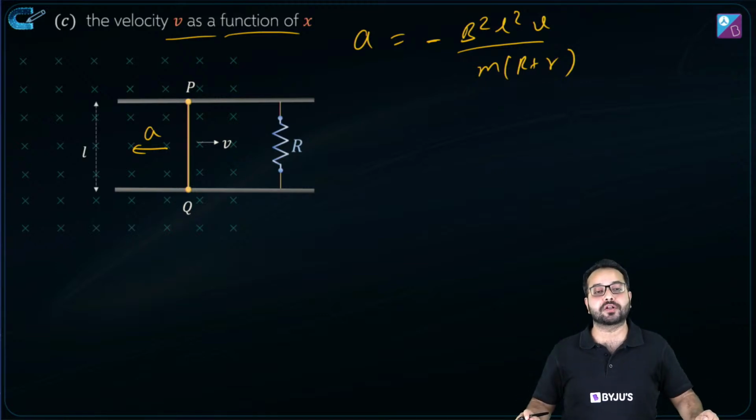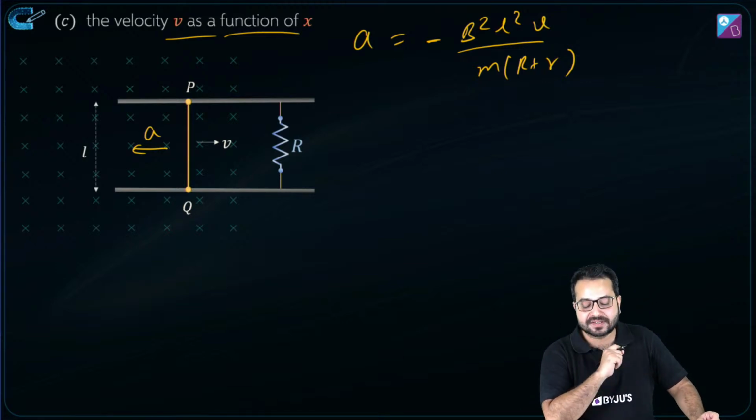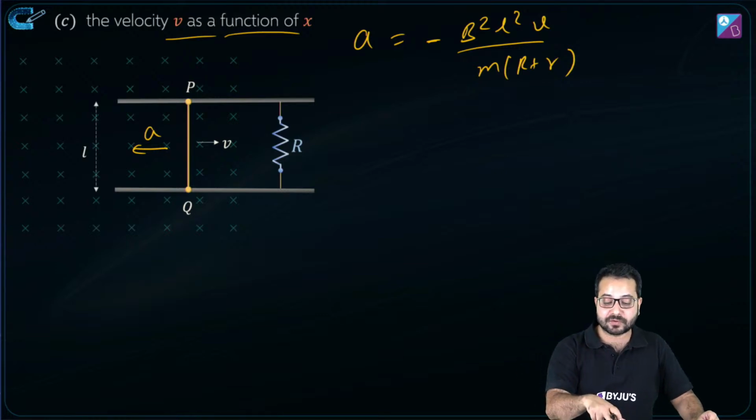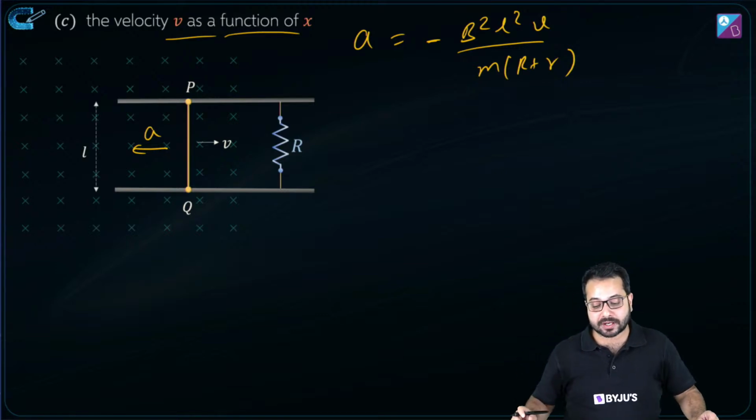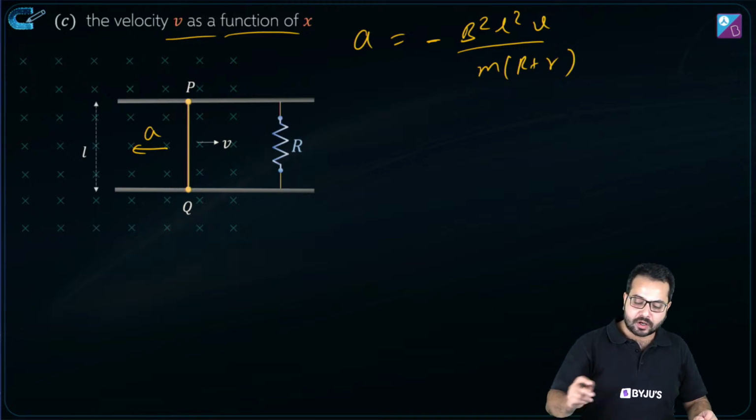Do you agree with me or not? Acceleration is opposite to velocity, so we'll have to introduce a negative sign. Is that correct? Is that clear? So whenever acceleration is opposite to the velocity, we say this is deceleration. So that is why we have written A as minus B square L square V upon M capital R plus small r.